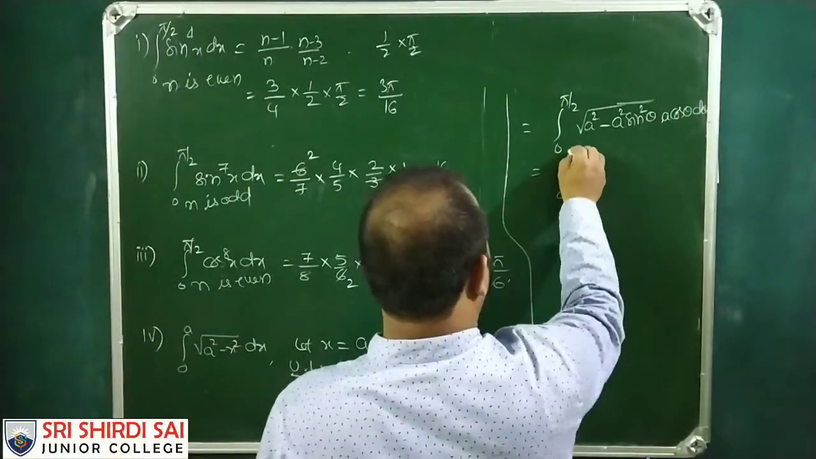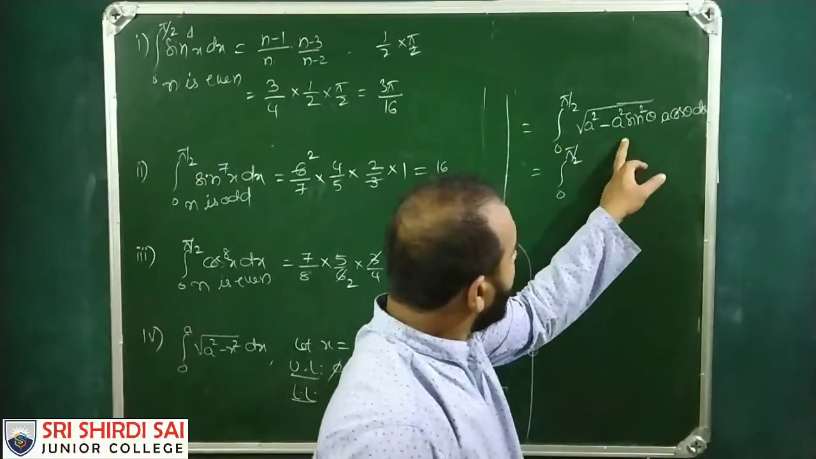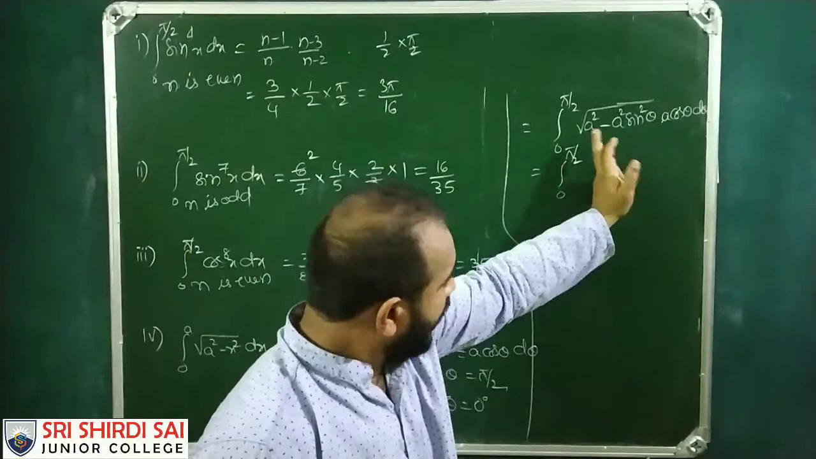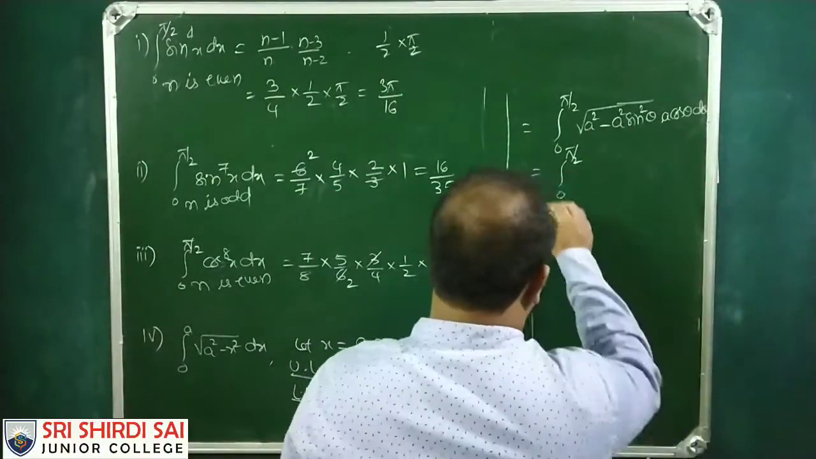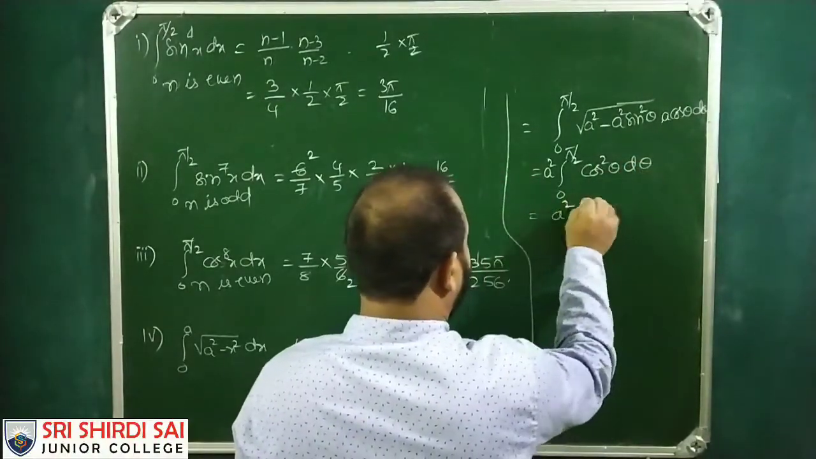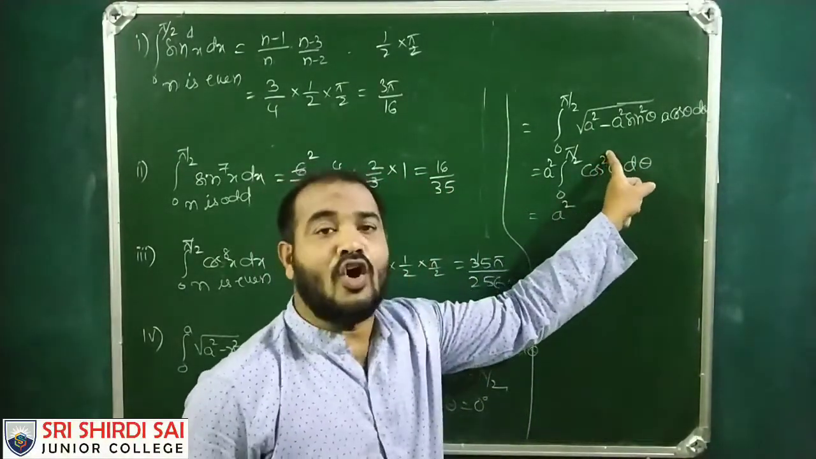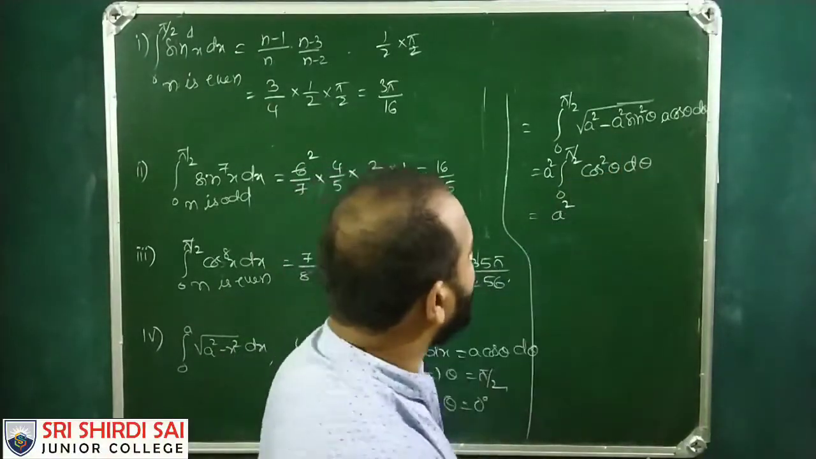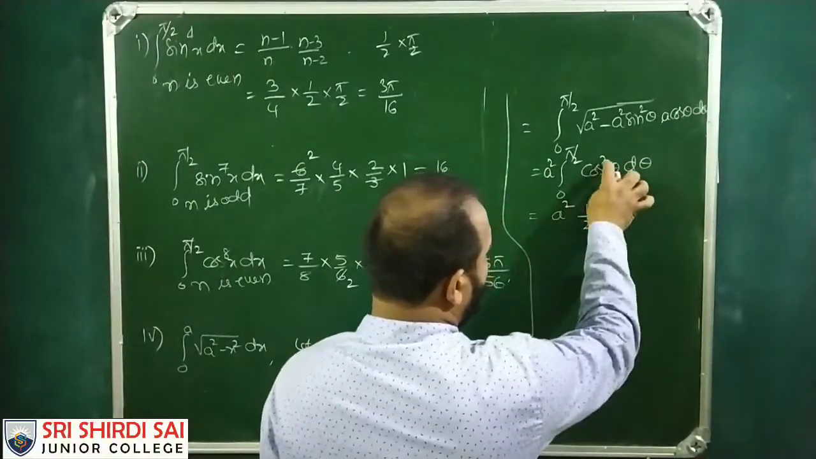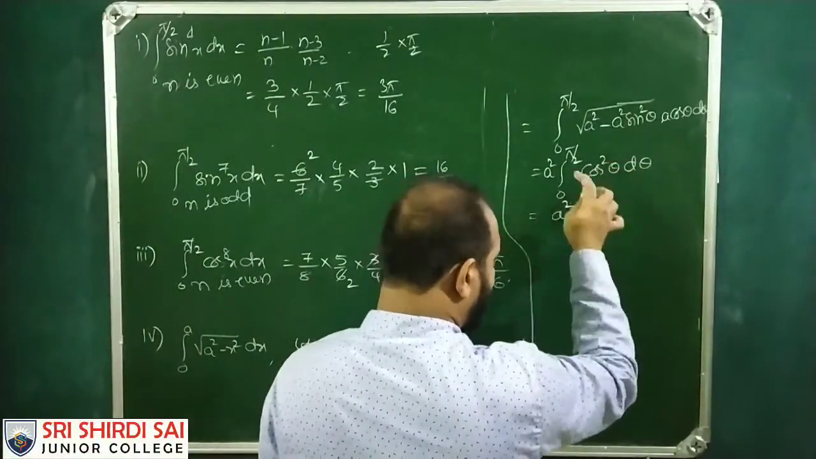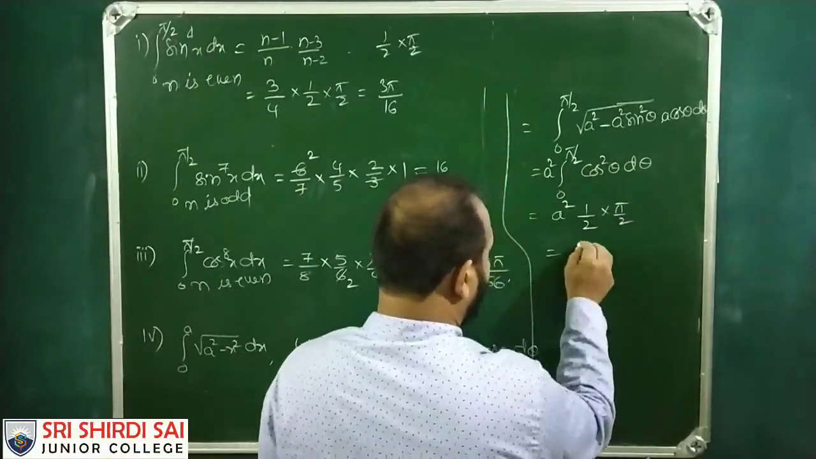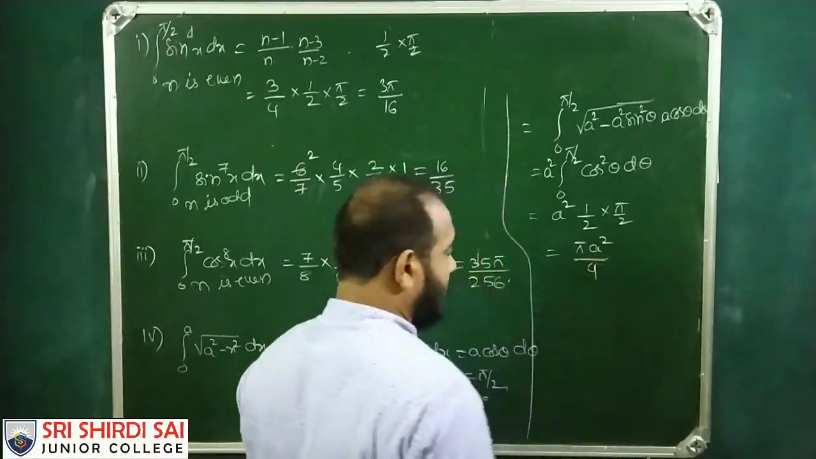So this is 0 to pi by 2. Take a square in common, then a square into 1 minus sin square theta. So a square cos square theta. So a cos theta into a. So a square cos square theta d theta. So a square into, since m is even, 2 minus 1, so 1 by 2. N minus 1 by n, 2 minus 1 by n, so 2 minus 1, so 1 by 2 into the next term is pi by 2. So pi a square by 4.